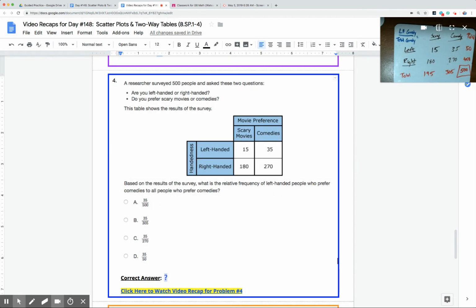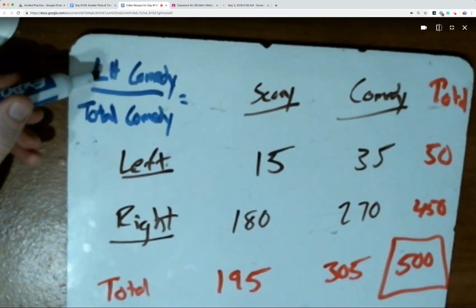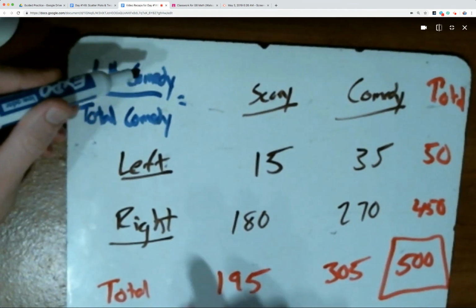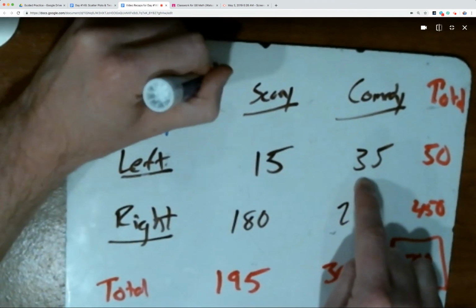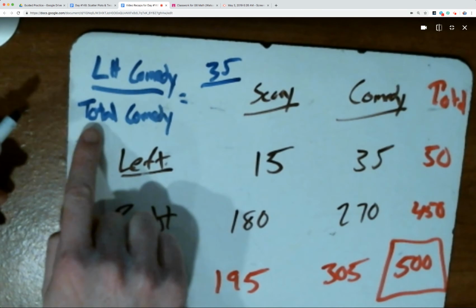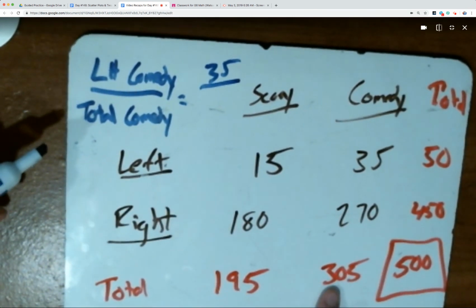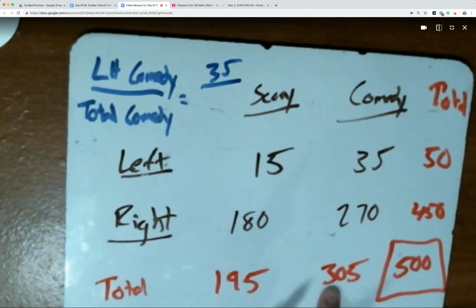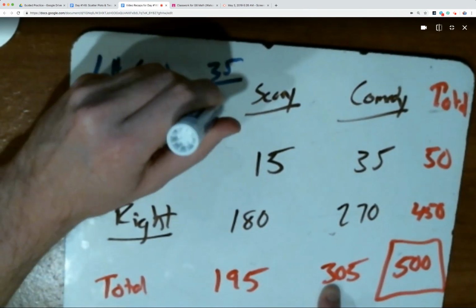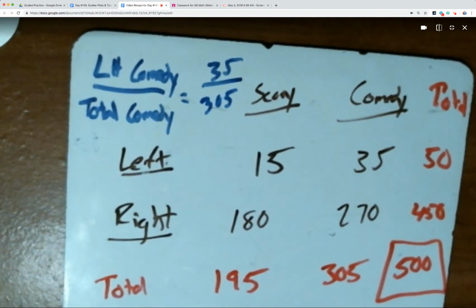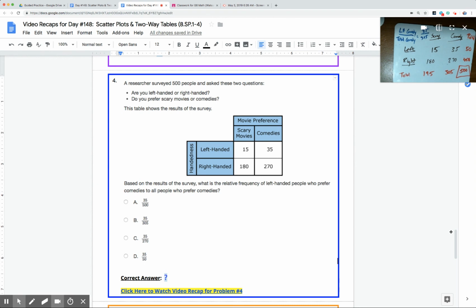Go back to our whiteboard now as we focus in on this. I want the number of left-handed people who prefer comedies. The lefties who like comedies, there's 35 of them, to the total number of people who like comedies. Not the grand total, but just the subset of people, lefty or righty, who like comedies. 305 of those people. So I'm looking for 35 over 305. That's how we know that answer choice B is the correct answer here.